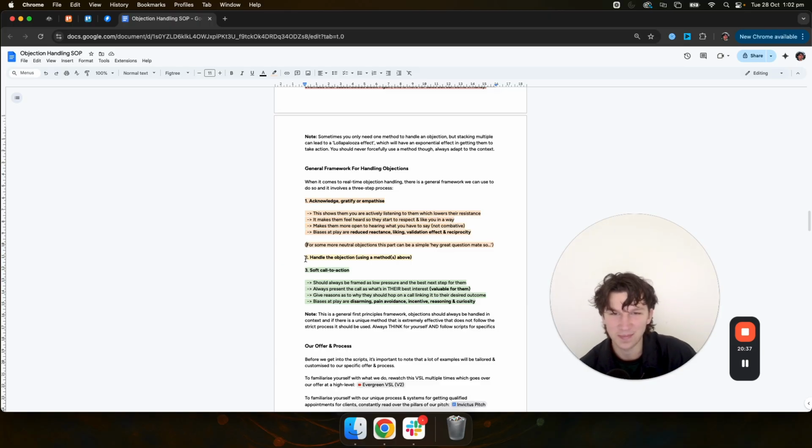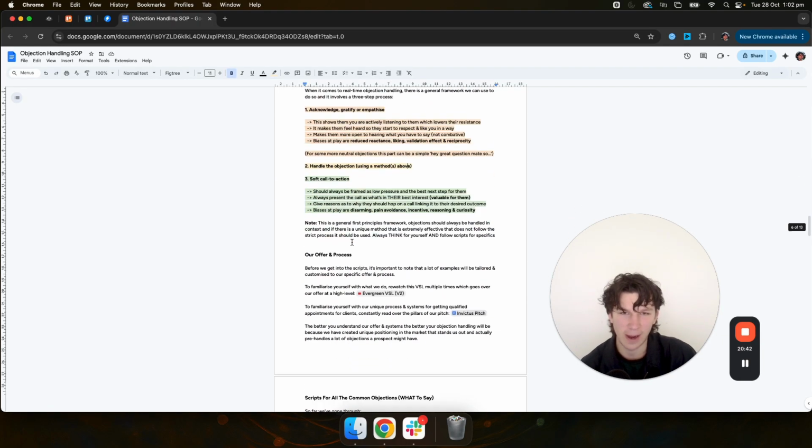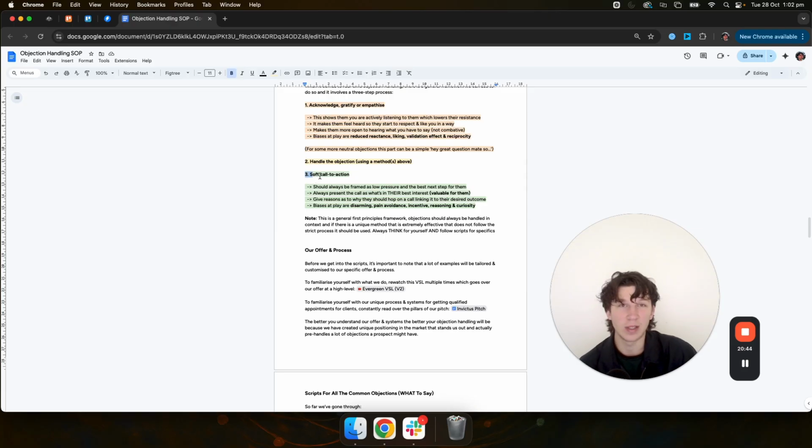So the second thing is handling the objection using one of these methods that I've walked through. And then always a soft call to action. It should always be framed as low pressure, and the best next step for them, presented as in their best interest, valuable for them, not you. You give reasons as to why they should hop on a call, linking it to the desired outcome. Biases at play: disarming, pain avoidance, incentive, reasoning, and curiosity.